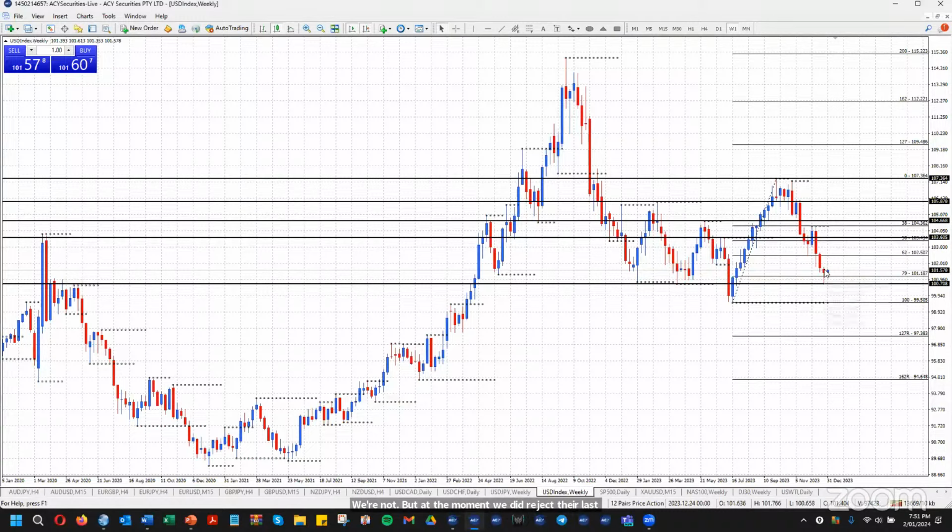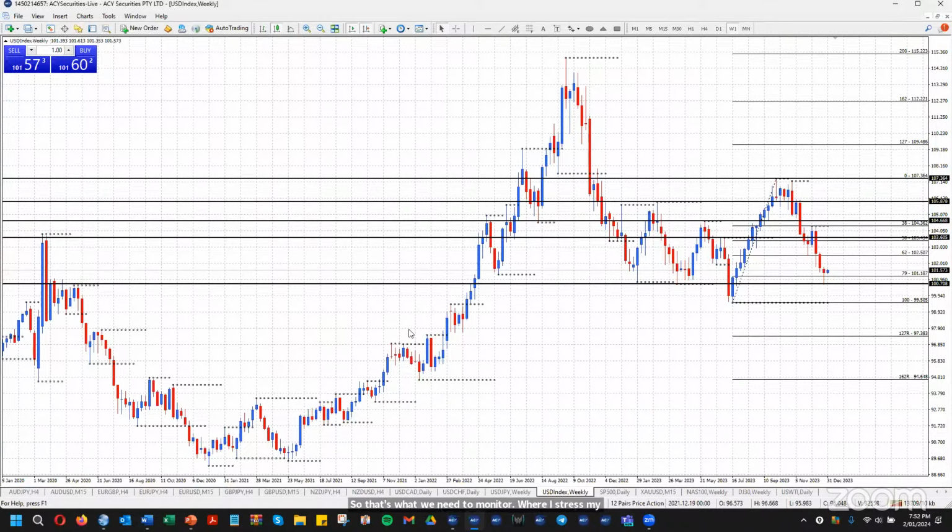If we break above last week's high, that's going to confirm a weekly rejection there. So then, we are probably trading back up the range. So that's what we need to monitor. All right, so that's my thoughts at the start of the new year.